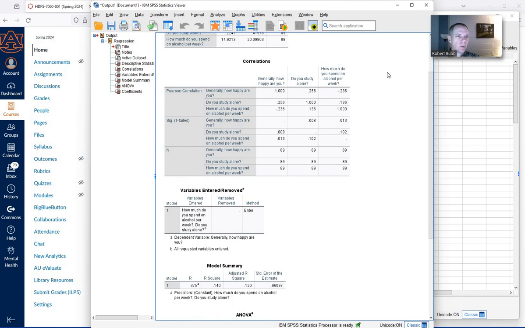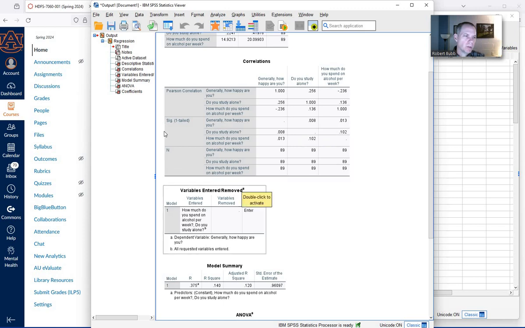But let's go down to this correlation matrix. So the correlation matrix does give us an idea bivariately how each predictor relates to the outcome. So it's not in combination, but individually in pairs. If we're looking at our significance levels, when it comes to happiness, we'll see that studying alone is a significant predictor. That significance value is less than 0.05. And same thing on spending on alcohol is less than 0.05 as well.